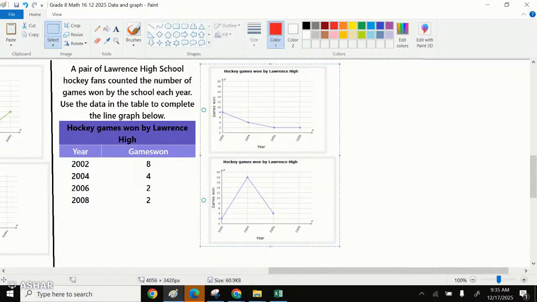So we know that in 2002, they won 8 games. It shows 8, but this shows 2 games. That means the first option is the correct option. The second option is the incorrect option. Just by looking at the plotting of the values, we can tell which option is correct and which option is incorrect.